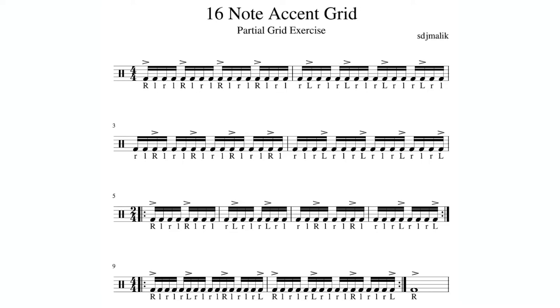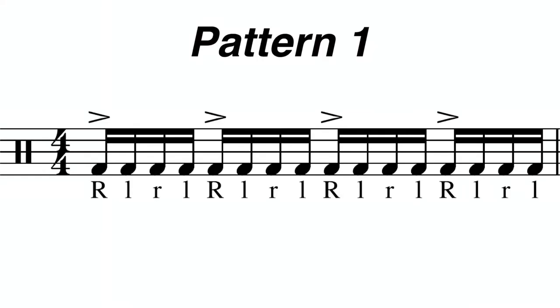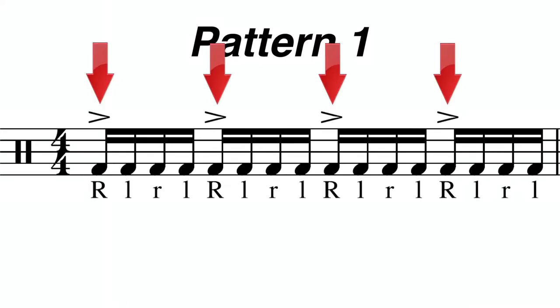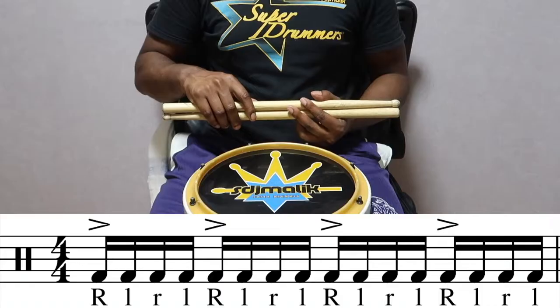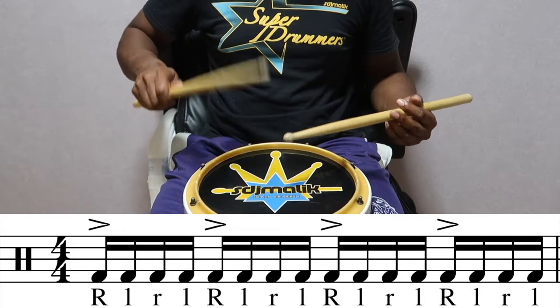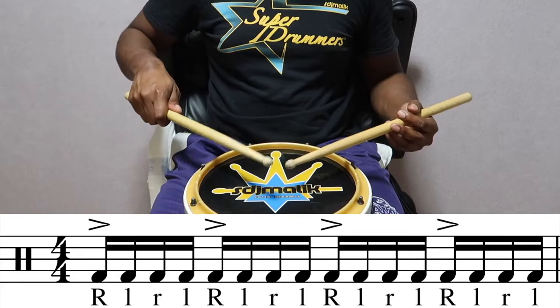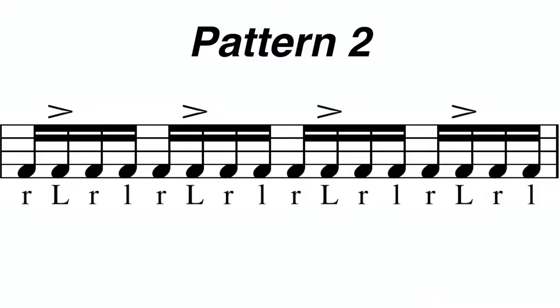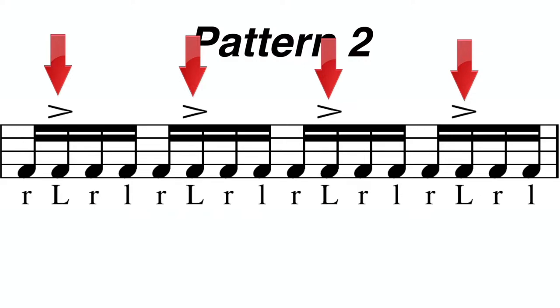When it comes to the 16-note accent grid, there's going to be a total of three different patterns. So with pattern number one on measure number one, the accent is going to fall on the first partial. For the second pattern on measure number two, the accent is going to fall on the second partial, which is going to be on the E. And all of the accents are going to fall on the left hand.